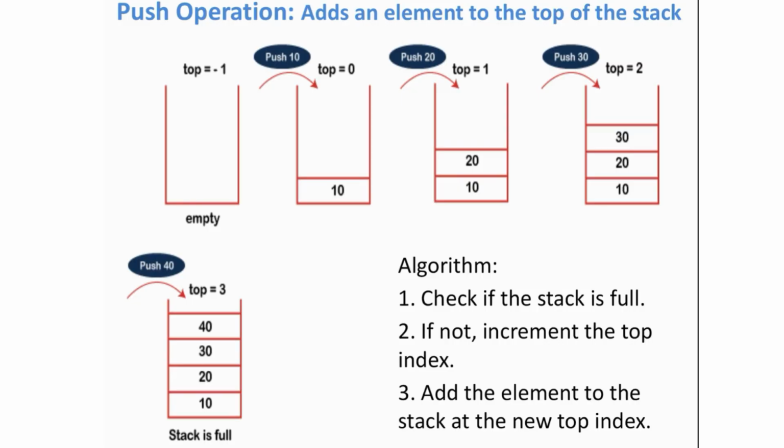When we push 20, top becomes 1. After that push 30, top is equal to 2. Next push 40, now your top becomes 3. So algorithm for push operation: check if stack is full or not. If not, increment the value of top. Add an element to the stack at the new top index.